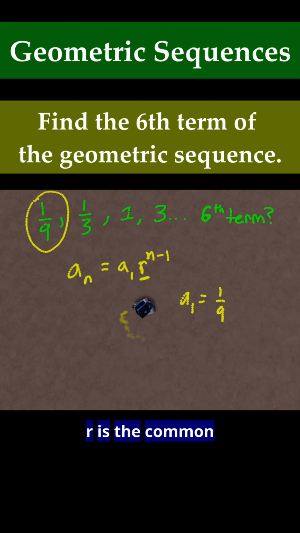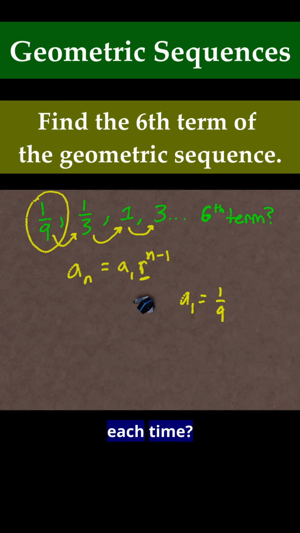Now what is r? r is the common ratio, and what it means is how much are you multiplying by each time? So from 1/9 to 1/3, 1/3 to 1, and 1 to 3, how much are we multiplying by each time? Well, if you just take a look at it, you might realize that it's just times 3 every time, because 1/9 times 3 is 1/3, 1/3 times 3 is just 1, and 1 times 3 is just 3.